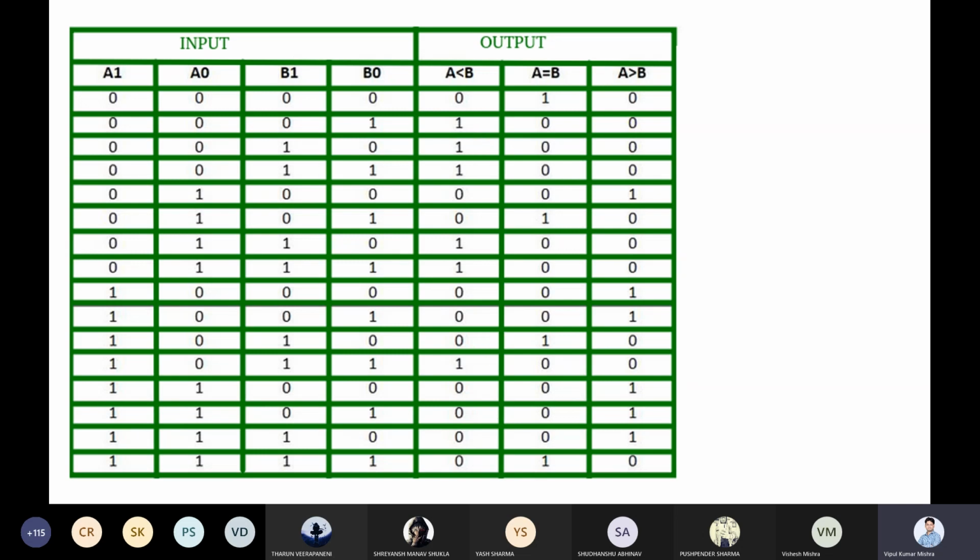Accordingly, can you draw this truth table? Any problem drawing this truth table? Here, you can say this is your A and this is your B. Can we draw the truth table or not? Just tell me, yes or no? Yes sir. Right. So we can easily draw this truth table.